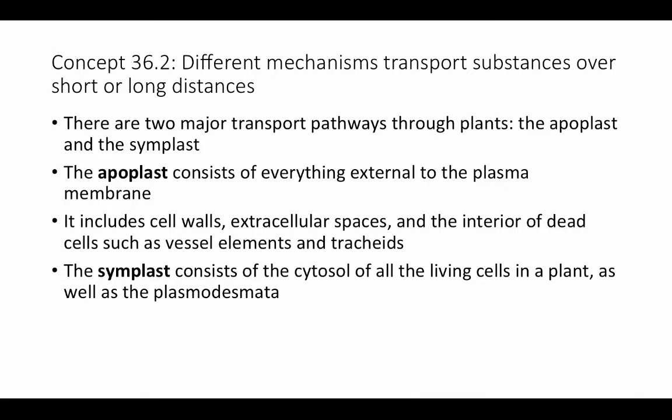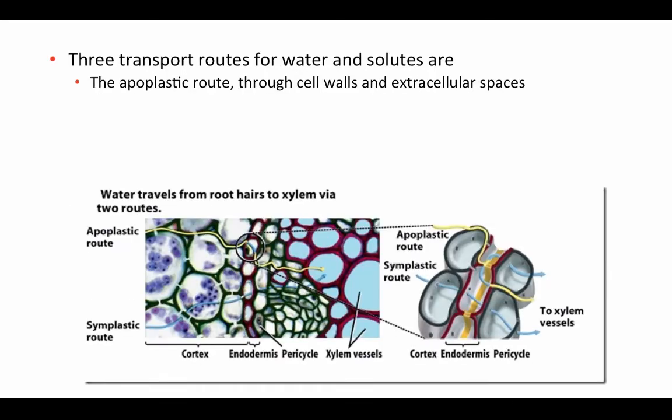The symplast consists of the cytosol of all the living cells in a plant, as well as the plasmodesmata. So think of the continuous living part of the inside of the cell, and it's going to include the plasma membrane. So the three transport routes for water and solutes through the tissue of the plant are: one, the apoplastic route through the cell walls and extracellular spaces.